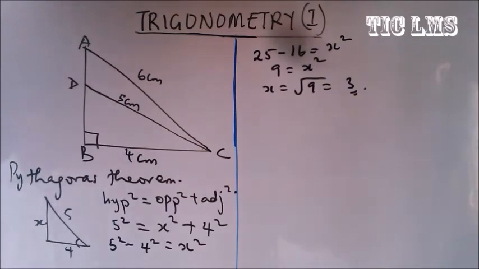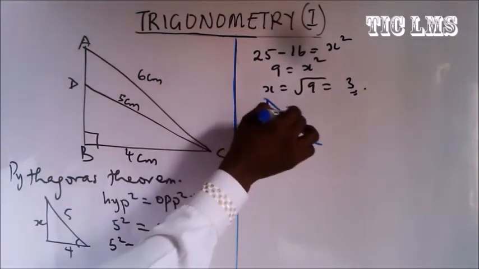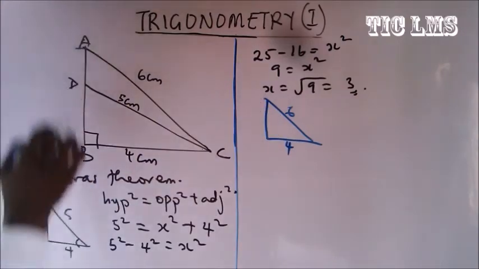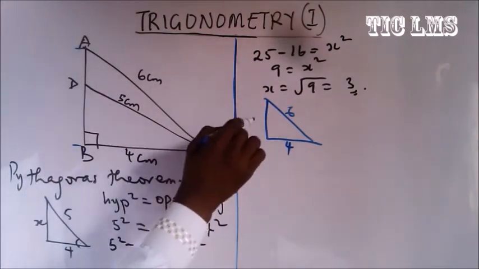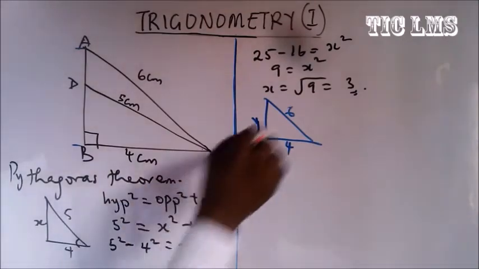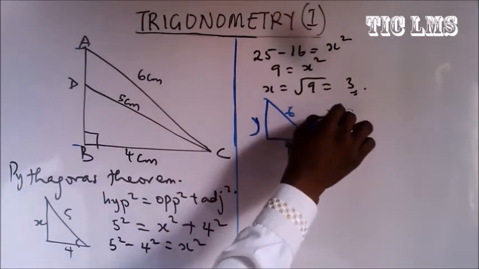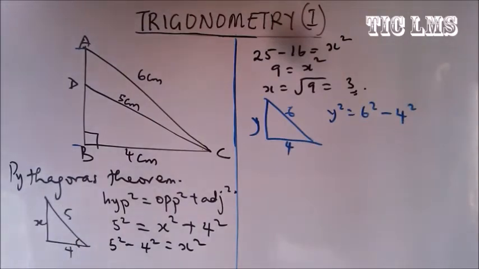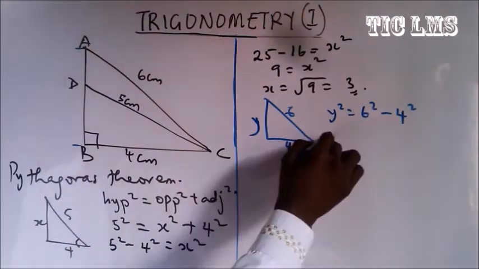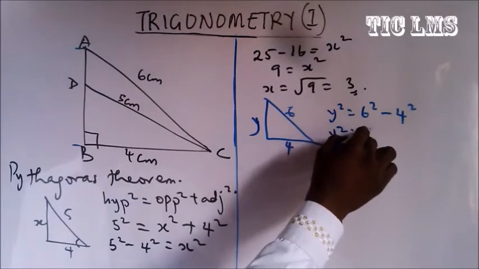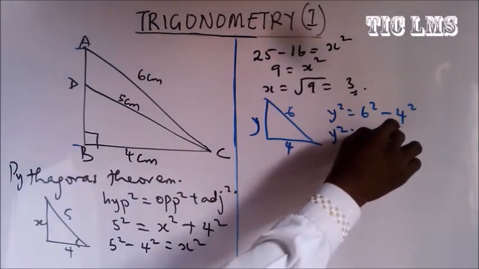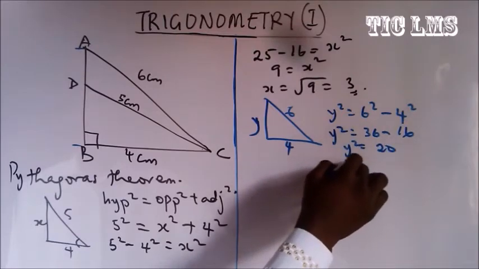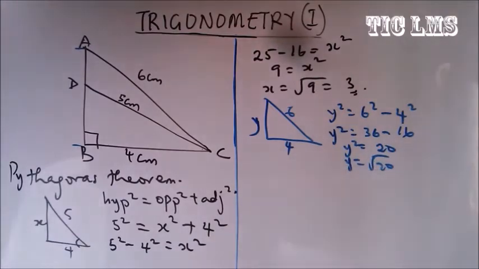Then for the bigger triangle, here we have 6 and we have 4. So you have to find the value of here to here, right? We can call this y. We have that y squared equal to 6 squared minus 4 squared. We are still following the same Pythagoras rule. Y squared equal to 6 squared, which is 36, minus 4 squared, which is 16. And so we have 20. So y equal to square root of 20.